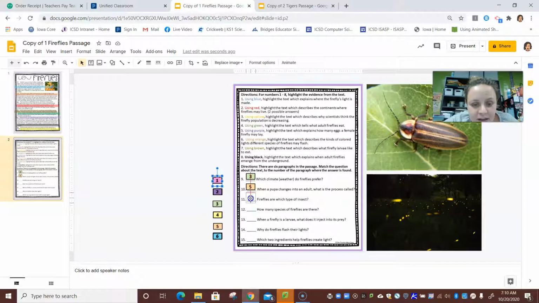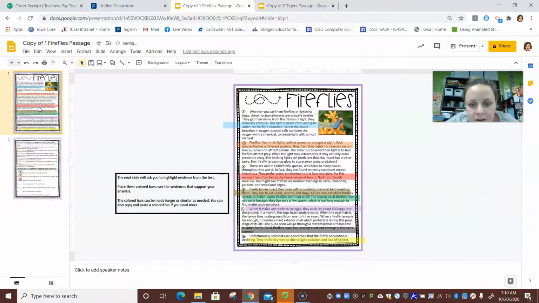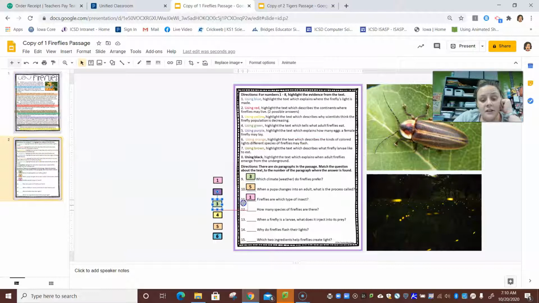How many species of fireflies are there? Says, there are 2,000 firefly species. We see that right there in paragraph 3. So it looks like you can use the same answer more than once.